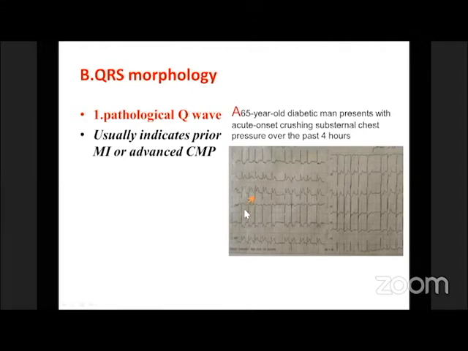So any first negative deflection is regarded as a Q wave, and usually the Q wave is pathological if it is more than 2 millimeter in width and more than 1 millimeter in depth.